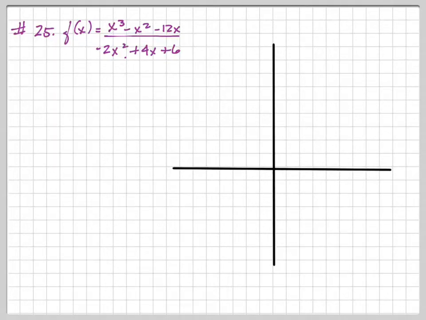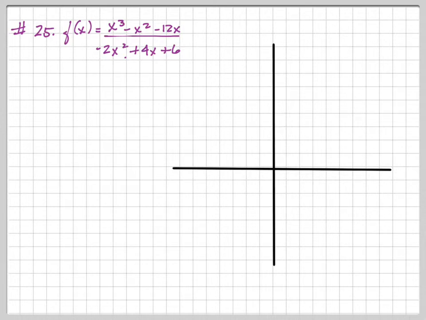Number 25 wants us to do discontinuity, holes, intercepts, asymptotes, limit and behavior, and sketches. So basically, you remember when we did this, all the stuff that you learned about how to graph functions comes into play. So the first thing you always do is factor.